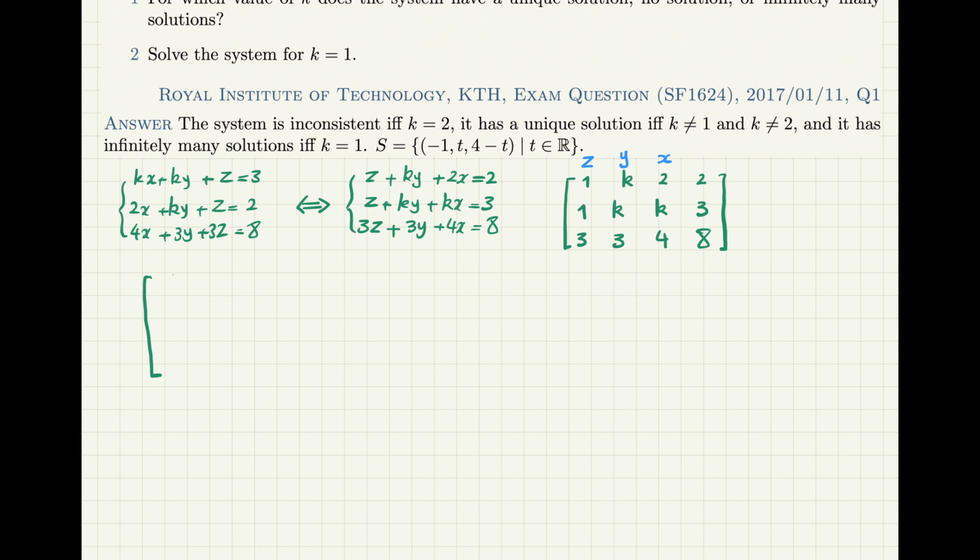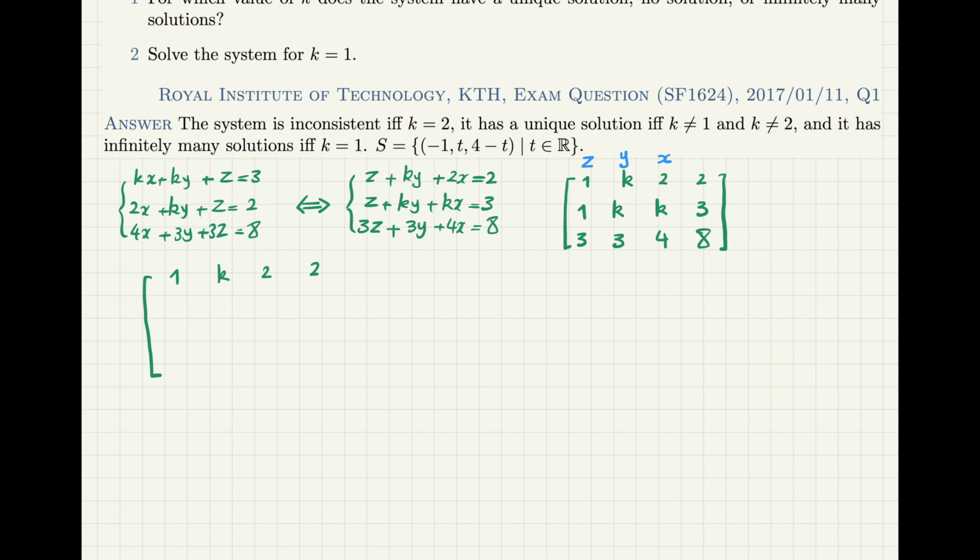Yes, so it is 1, k, 2, 2, but I multiply the first row by a negative sign. It becomes minus 1, minus k, minus 2, minus 2, and then I will add this to the second row. And I will multiply this next time by a negative 3, and what I get here and here and here, I will add them to the third row. Okay, so let us do this in one go.